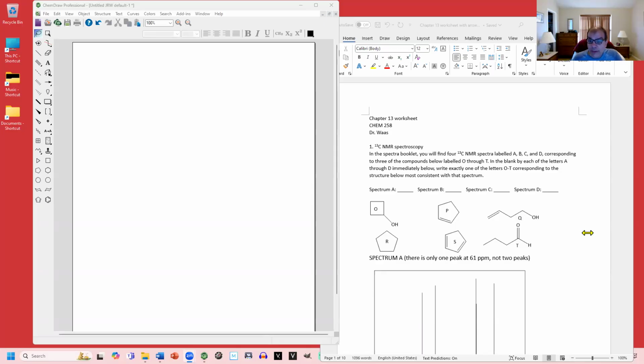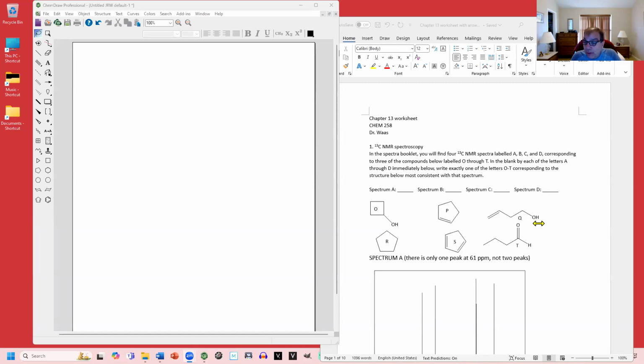Chapter 13 is on nuclear magnetic resonance spectroscopy, both proton NMR and carbon NMR. So the first set of problems on the worksheet are for carbon NMR, and then we have some practice questions on proton NMR, and finally we have a practice question with a combination spectroscopy problem, which will also be fair game for the first exam.